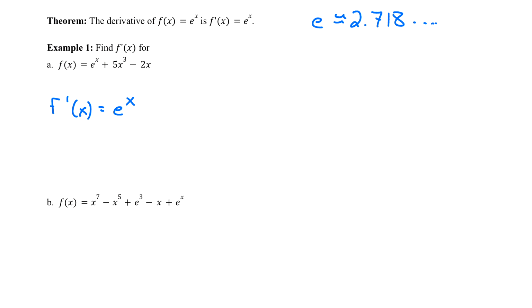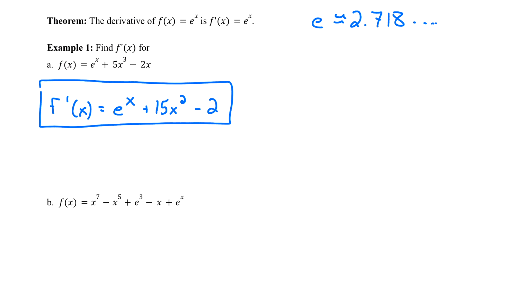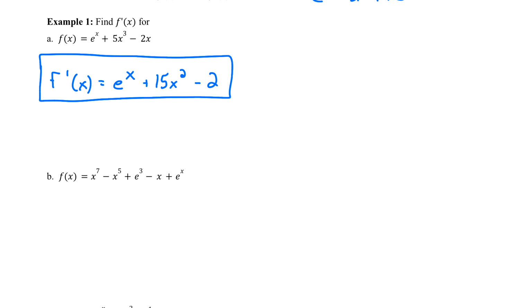After that, the other two terms over here, the plus 5x cubed minus 2x, we know how to take the derivative of those terms. We can just use our power rule for that. So we should have plus 15x squared minus 2. And there's our derivative. There's nothing else we really need to do in that case. So that's kind of the nicest, easiest, simplest case that we're going to run into.